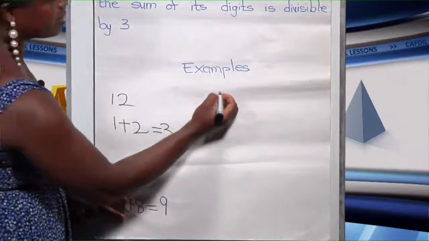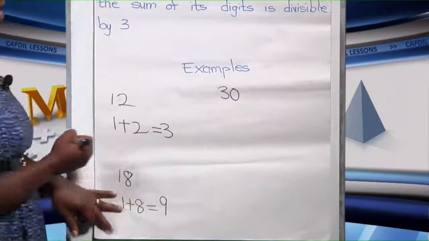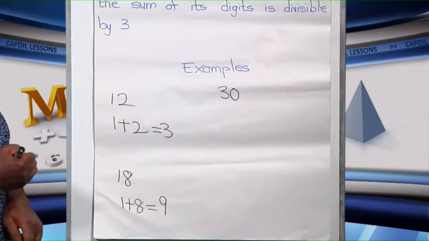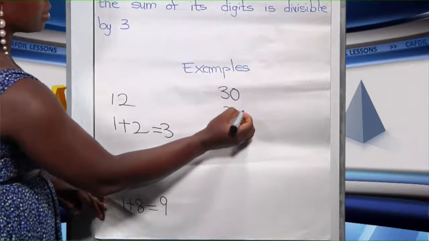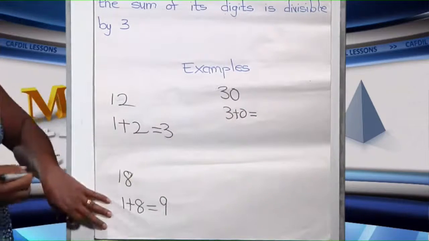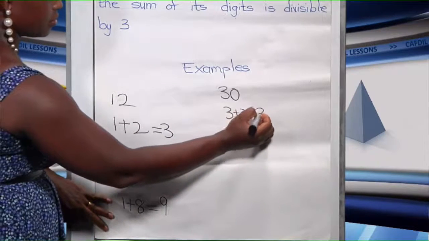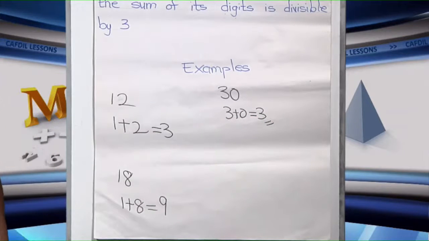Another one, 30. Is 30 divisible by 3? Let's check. 3 plus 0. And 3 plus 0 will give us 3. And the 3 here is divisible by 3. So the number 30 is divisible by 3.